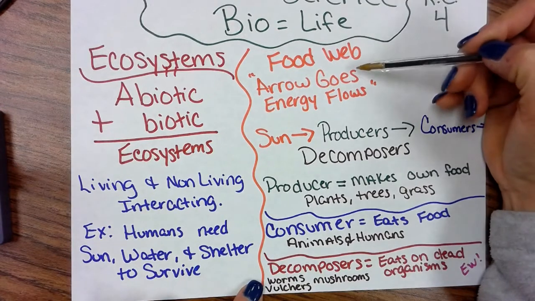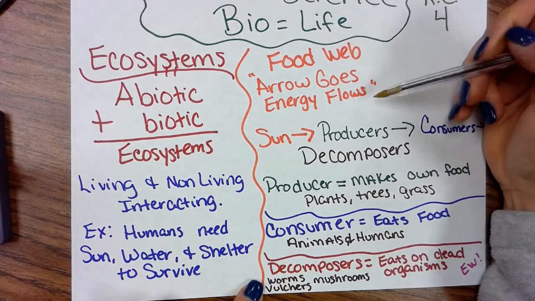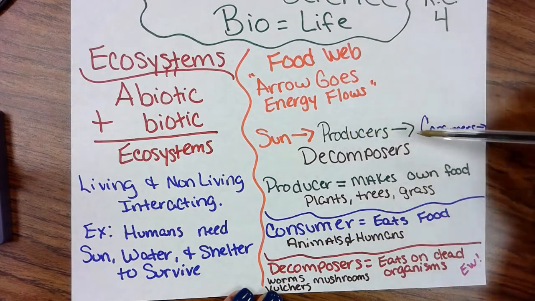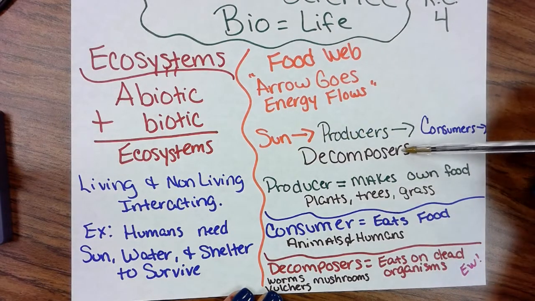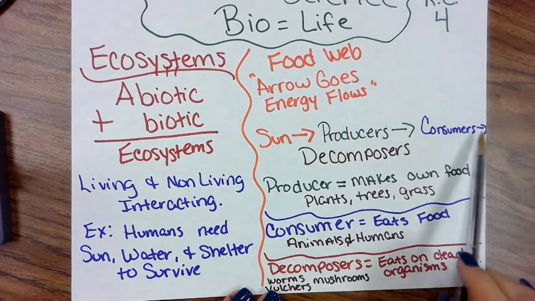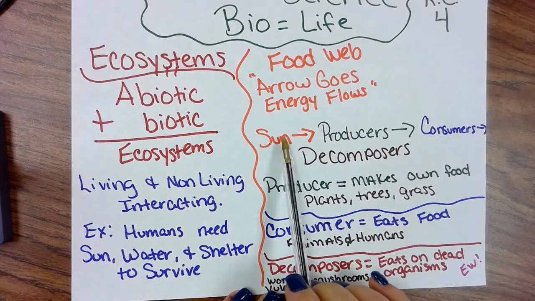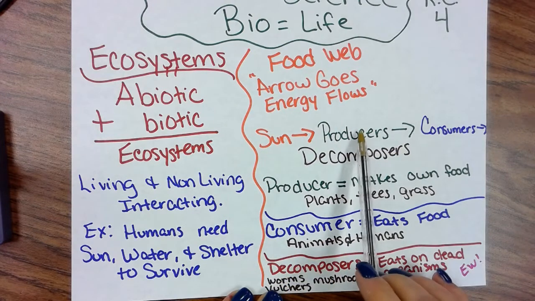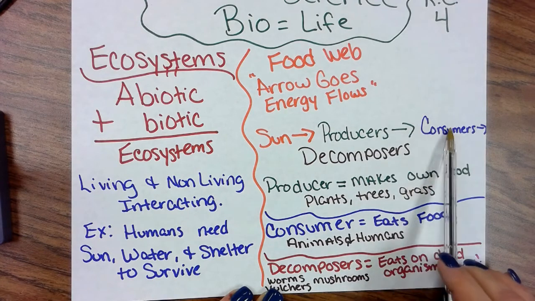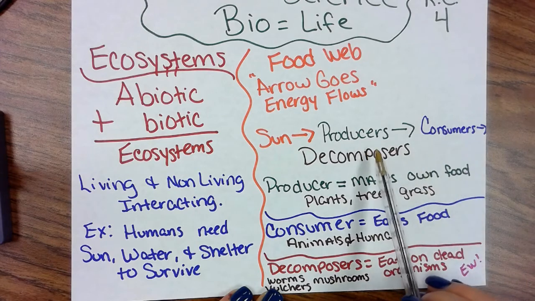Food web, where the arrow goes, energy flows. All right, so you've got the sun, then the producers, then the consumers, then the decomposers. This is like a simple food chain, but it's actually accurate, right? The sun gives energy to the producers. The producers make their own food. And then the consumers come and eat the producers. Okay. And then when the consumers die, the decomposers come and eat on the consumers.